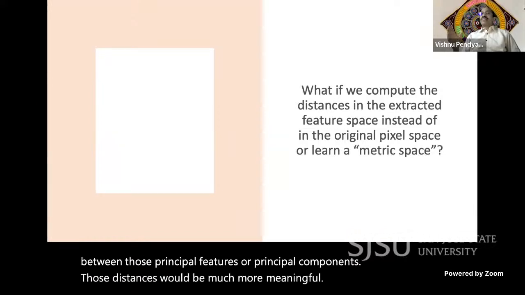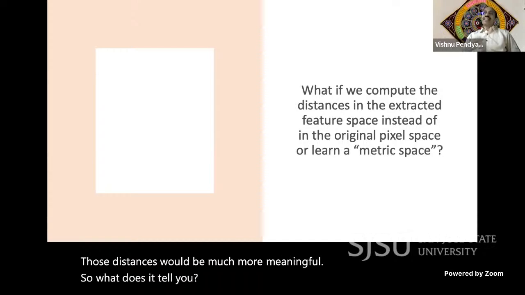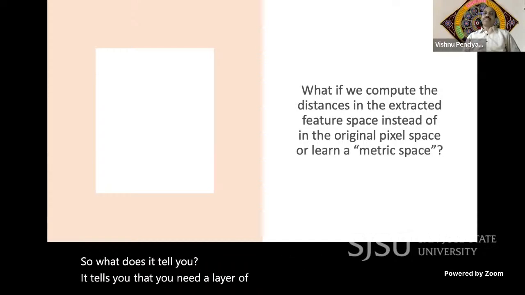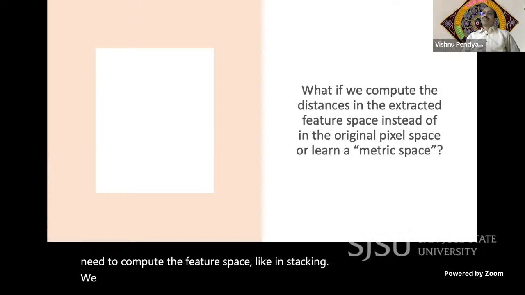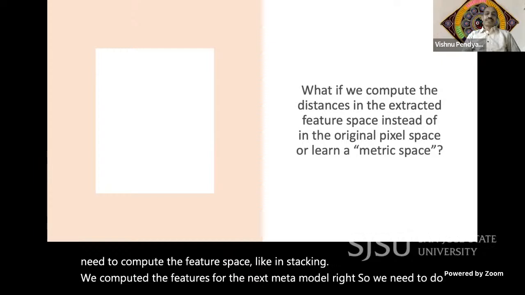So what does it tell you? It tells you that you need a layer of models to compute the features. You need to compute the feature space. Like in stacking, we computed the features for the next meta model, right? So we need to do something very similar.